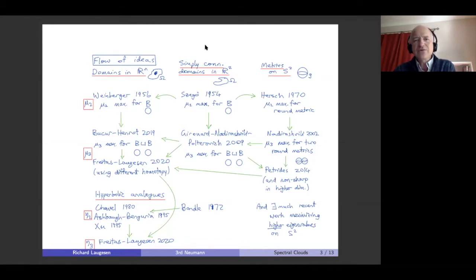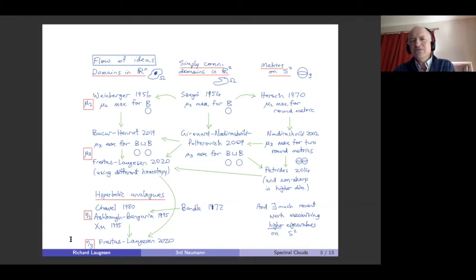Then Weinberger took that idea and extended it to arbitrary domains in n dimensions, again for the second eigenvalue, maximal for a ball now. And it's this line of thought over here on the left side which we're primarily following today, to get down to this third eigenvalue result of Bucur and Henrot, and then the somewhat different proof that we have, leading on then down to the hyperbolic case.